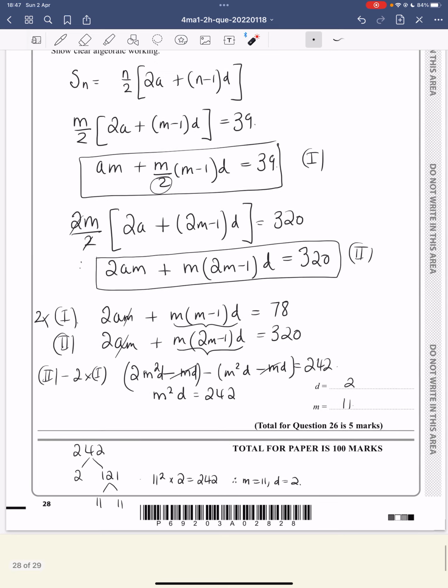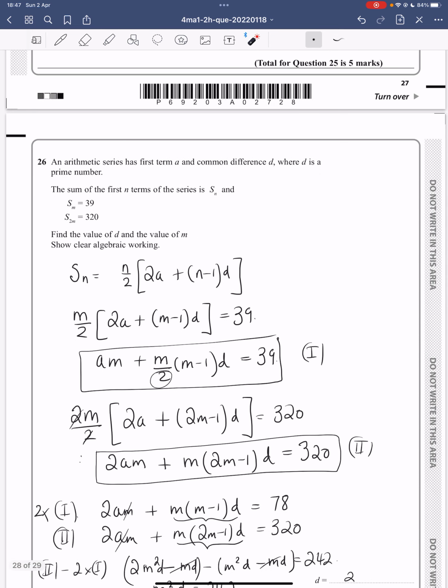Last one to go here. This one got a bit messy. Anyway, an arithmetic series has first term a, common difference d, where d is a prime number. The sum of the first n terms of the series is Sn. Sm is 39, S2m is 320. Find the value of d, the common difference, and the value of m, which is the number of terms.